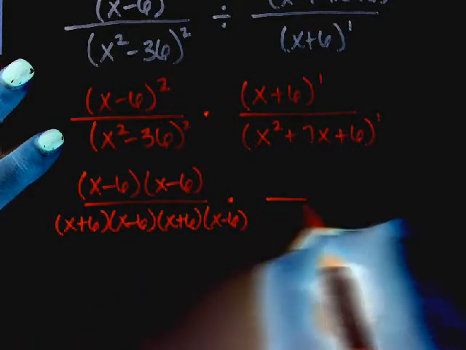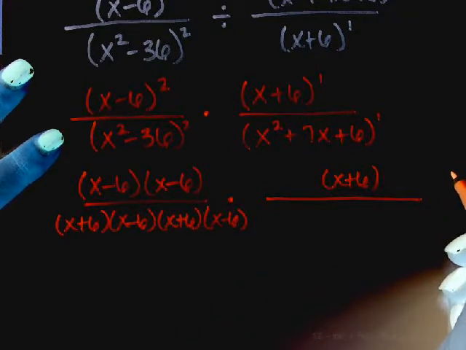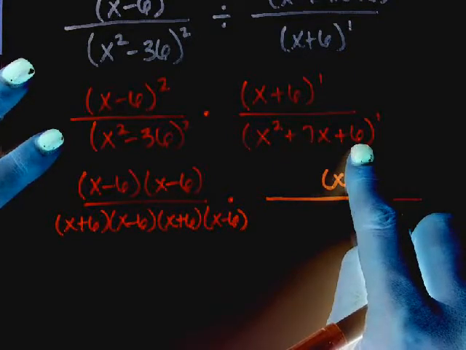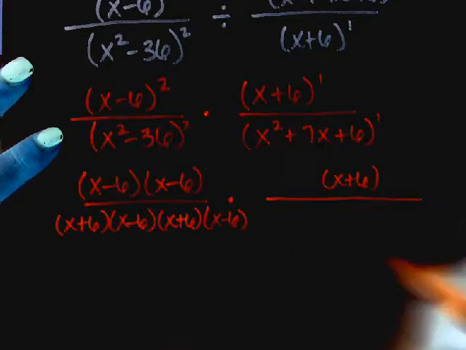Okay. And then over here, I have x plus 6 on the top. And then to factor the bottom, I'm looking for what multiplies to 6 but adds to 7. x plus 1, x plus 6. Okay.